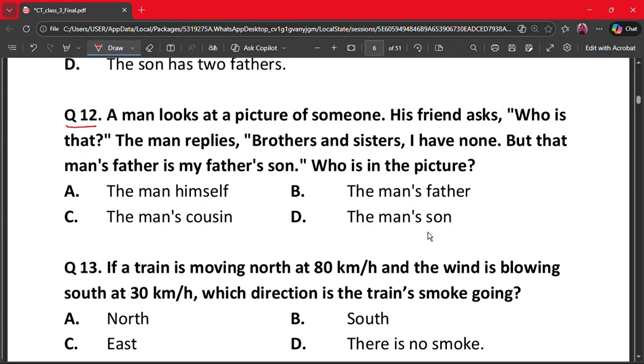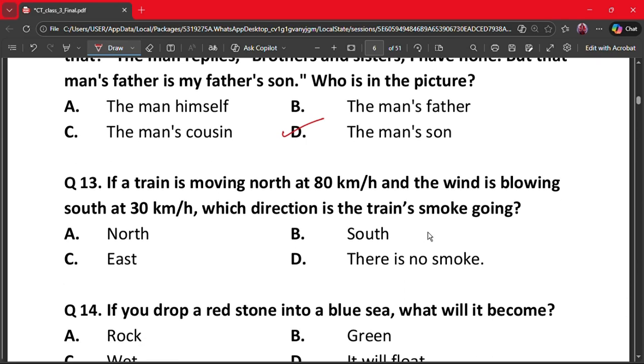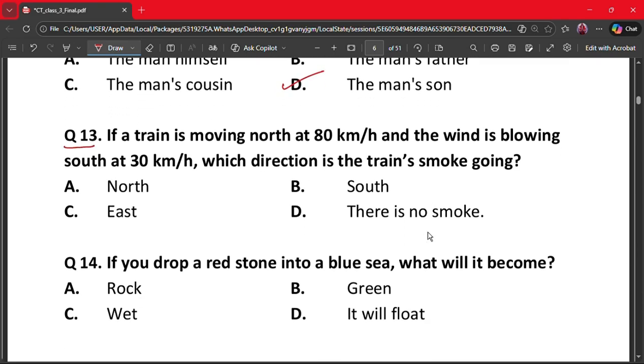Question 12. A man looks at a picture of someone. His friend asks, who is that? The man replies, brothers and sisters, I have none. But that man's father is my father's son. Who is in the picture? A. The man himself. B. The man's father. C. The man's cousin. Or D. The man's son. The correct answer is option D. The man's son.